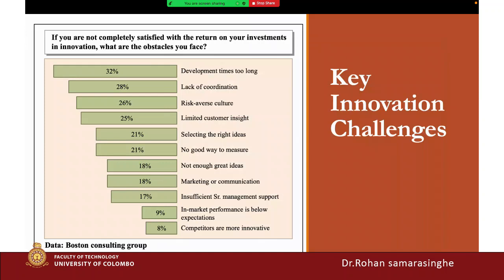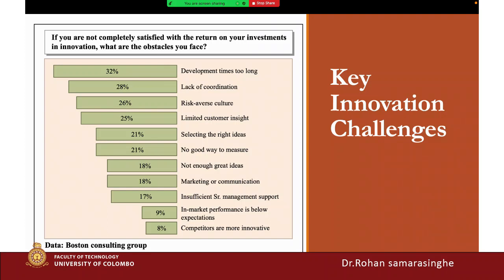Now the key challenges. Actually, I will discuss the key challenges. If you are not completely satisfied with the return on your investment in innovation, what are the obstacles you may face? Sometimes the development time is too long. You must introduce the product at the right time to the market, otherwise others will introduce similar ideas and get the market.